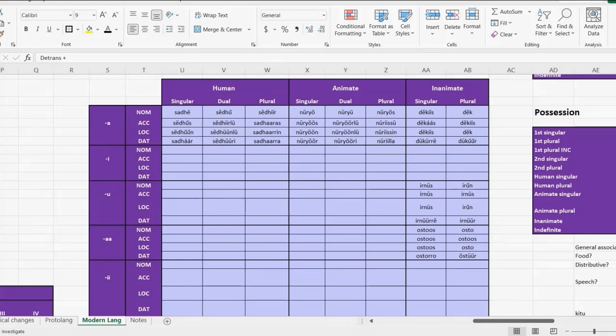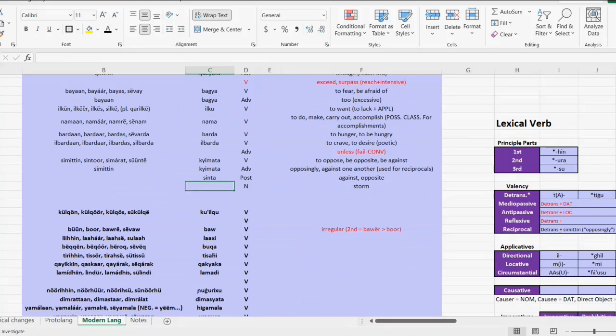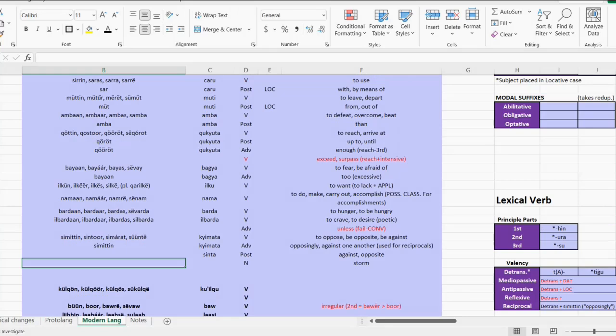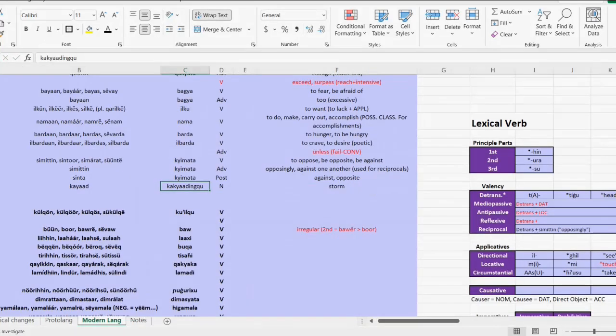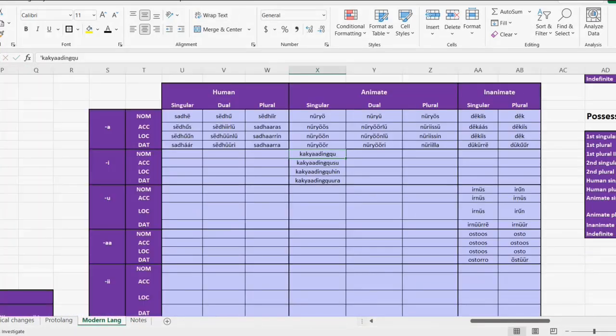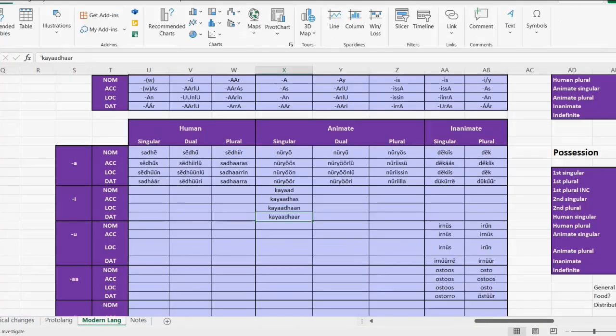This being the case then, if we had a word for storm, then that would more than likely go along quite well in the animate class. So what's a good word for storm? I'm thinking something like kayad. Okay, we'll go with that for now. Okay, starting out with the singulars. All of those are pretty straightforward.